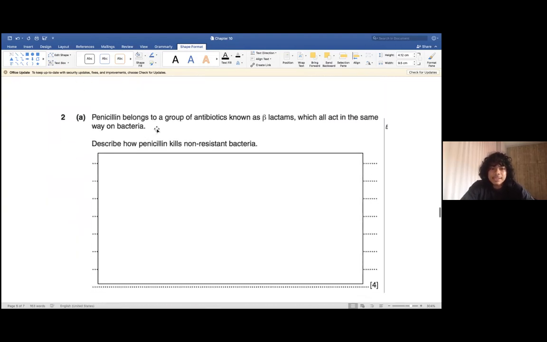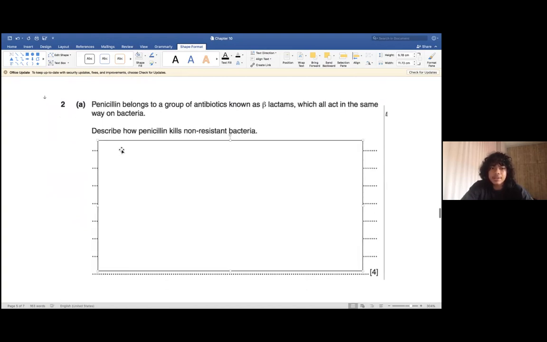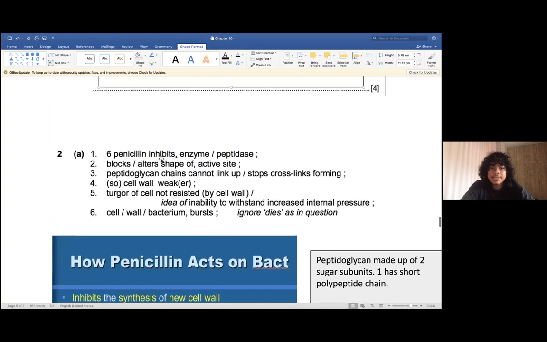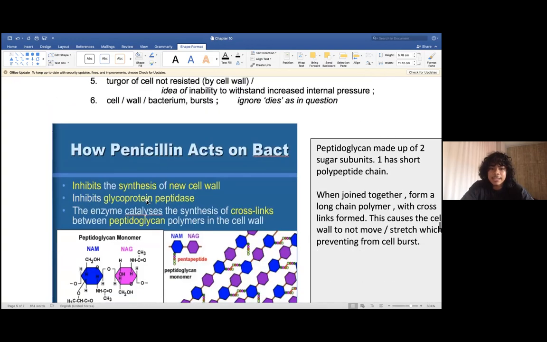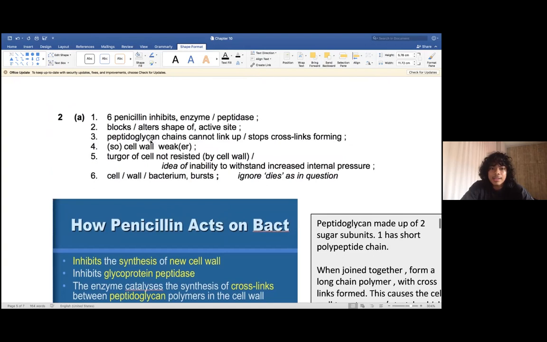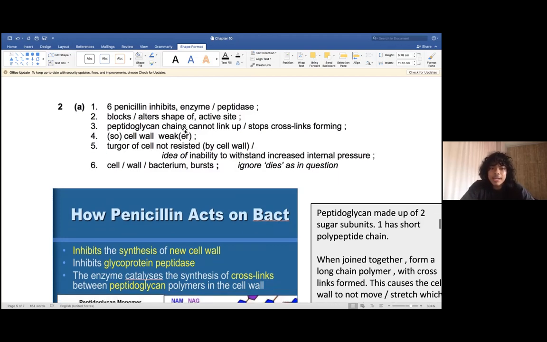Moving on, describe how penicillin kills non-resistant bacteria. For the first point, we can say penicillin inhibits the enzyme peptidase, and then it alters the shape of the active site of the enzyme, but I personally wouldn't write this. And then the peptidoglycan chains cannot link up and it stops crosslinks from forming. Without the crosslinks, the cell wall becomes weaker.